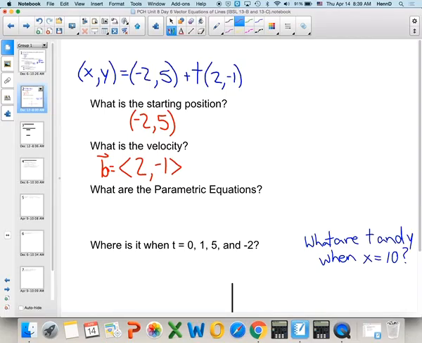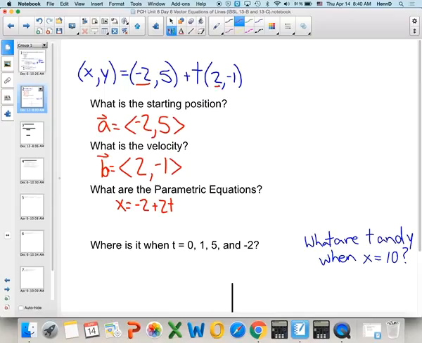We could write this as a point, that's our position, okay? Or if we write it as a position vector, A is -2, 5. Now, what would the x parametric equation for this line be? Would it be -2 plus 2t? Okay, very good. -2 plus 2t.